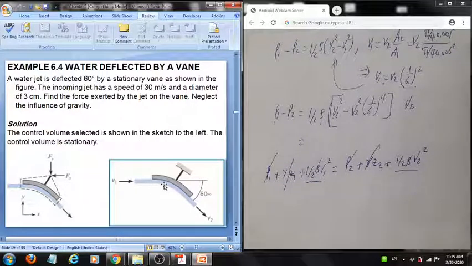We know from Newton's first law that for this jet to turn its direction, there must be a force acting on it. In turn, the force acting on the jet must equal the force acting on the vane itself. For every action there is a reaction. Okay, how do we solve this problem? First, we draw a control volume as shown here.